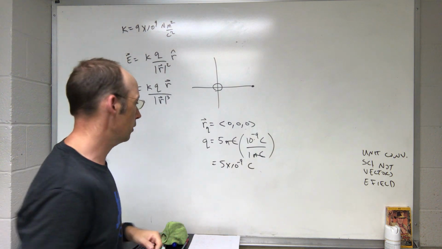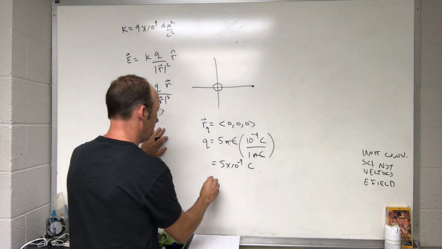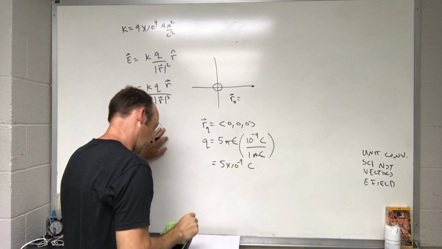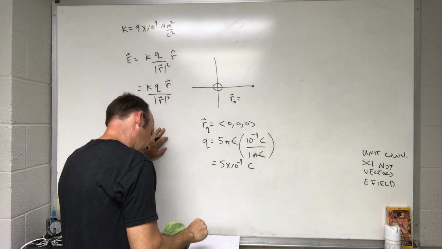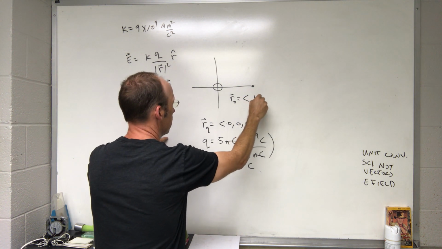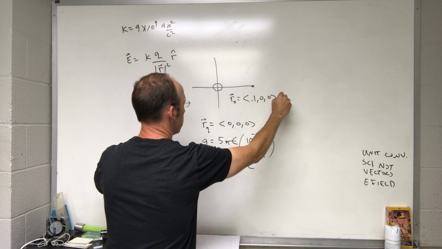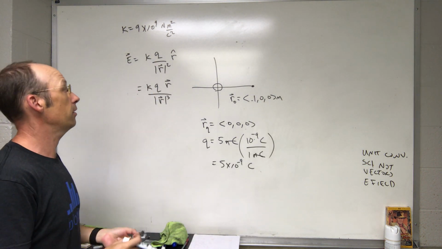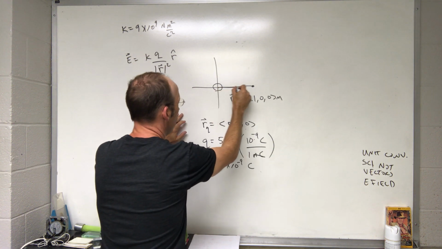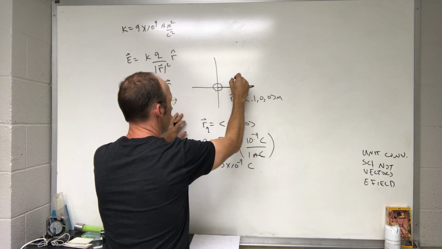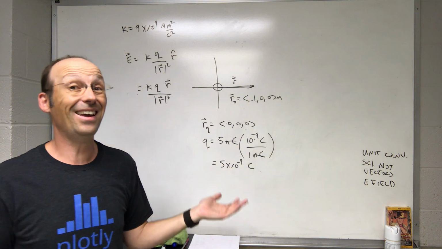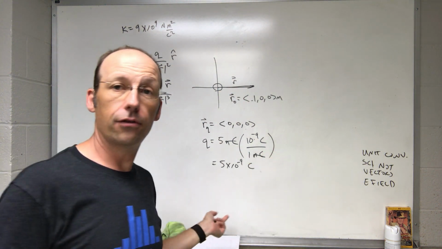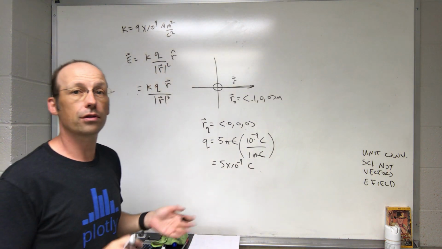Are we cool with that? Now I need the location of my observation location. I'll call it R_O, and that's going to be 0.100 meters, so it's 10 centimeters away. The first thing we need to do is calculate this vector R. That might seem trivial, because you already told me where that location is, but that's only true because the charge is at the origin. If the charge was not at the origin, this wouldn't work.